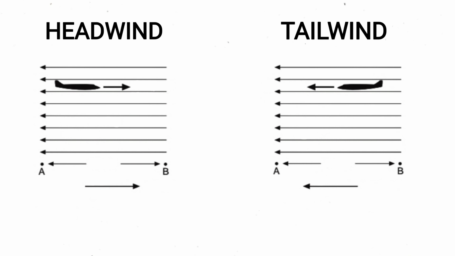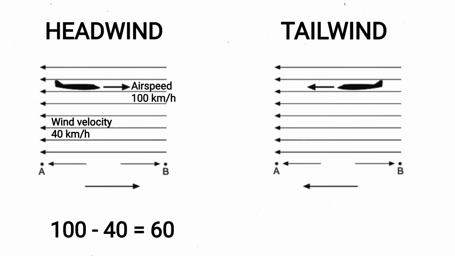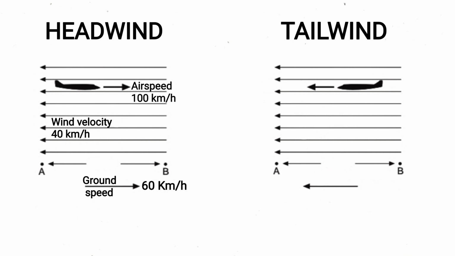By the arrow, you can see in the headwind condition, the wind and the aircraft are in opposite directions, whereas in the tailwind condition, the wind and the aircraft are in the same direction. Let's consider the velocity of the aircraft traveling is 100 km per hour and the velocity of the wind is 40 km per hour. Since it is a headwind, that is, both wind and aircraft are opposite in direction, we need to subtract the values. Simple calculation: 100 minus 40 is 60. That gives us the ground speed, that is 60 km per hour.